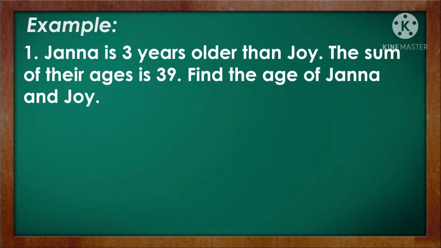Again, Jana is 3 years older than Joy. The sum of their ages is 39. Find the age of Jana and Joy. Let us have the solution.